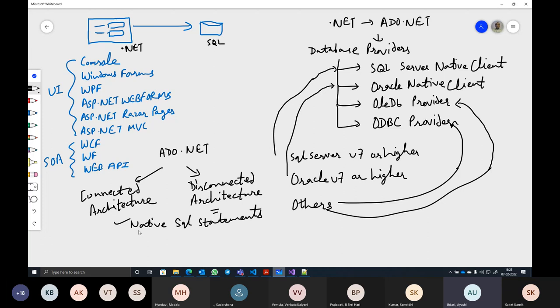They might be very good in business logic. They might be very good at writing the program, the front end. They might be good in designing the user interface and all. But when it comes to databases, they find it very challenging. Yes or no?